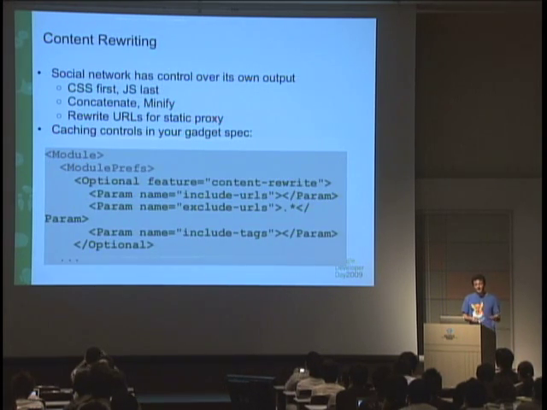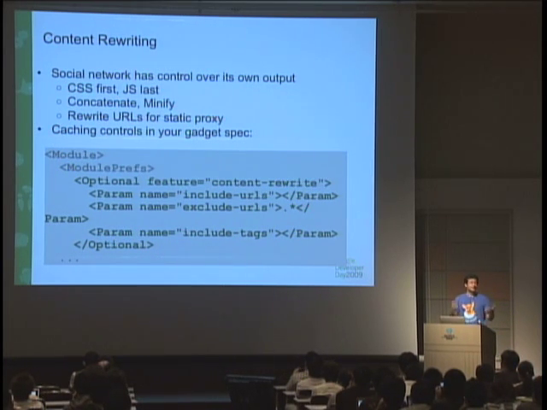You can also do content rewriting. There are a bunch of things you can do in a web application to make it load faster. For example, you put the CSS first and the JavaScript last, which is well explained in Steve Souders' book if you want the details. Concatenate and minify the JavaScript, rewrite the URL for static proxy. You can ask the social network server to do all that for you. If you want that to happen, as part of your gadget in the module prefs, you have an option. You say, I want the feature content rewrite. That's an optional feature, and if this feature is there, I want to include some URLs and exclude some URLs and include some tags. So you specify what kind of optimization you want the server to apply to what URLs on your side.